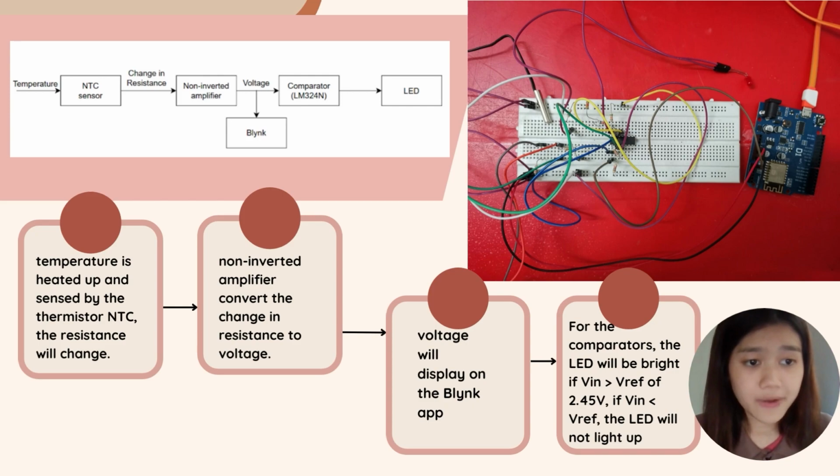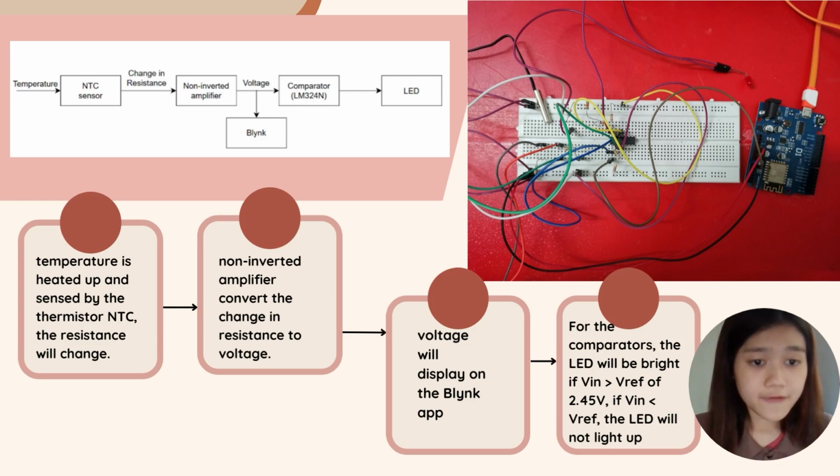For the comparator, the LED will be bright if the amplified voltage from the non-inverting amplifier representing the temperature is higher than the reference voltage of 2.45 volts, set at the threshold of 38 degrees Celsius. When the temperature exceeds this limit, the comparator output goes high, activating the LED and providing a clear visual indication of a high fever condition.